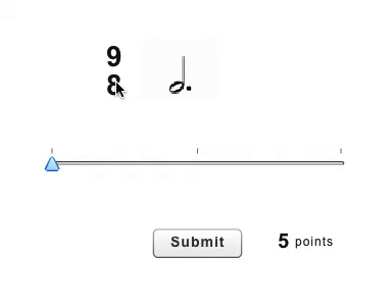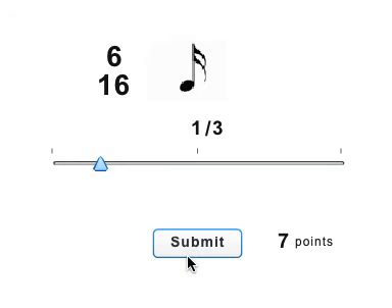9/8, again we're back to eighth notes on the bottom, and this is still 2 beats. 6/8, this is a 16th note. 3 of the eighth notes get the beat, so this gets 1/6 of a beat. Okay, now we have a 16 on the bottom. 6/16. So that means 3 of the 16th notes gets the beat. So a 16th note gets 1/3 of the beat.